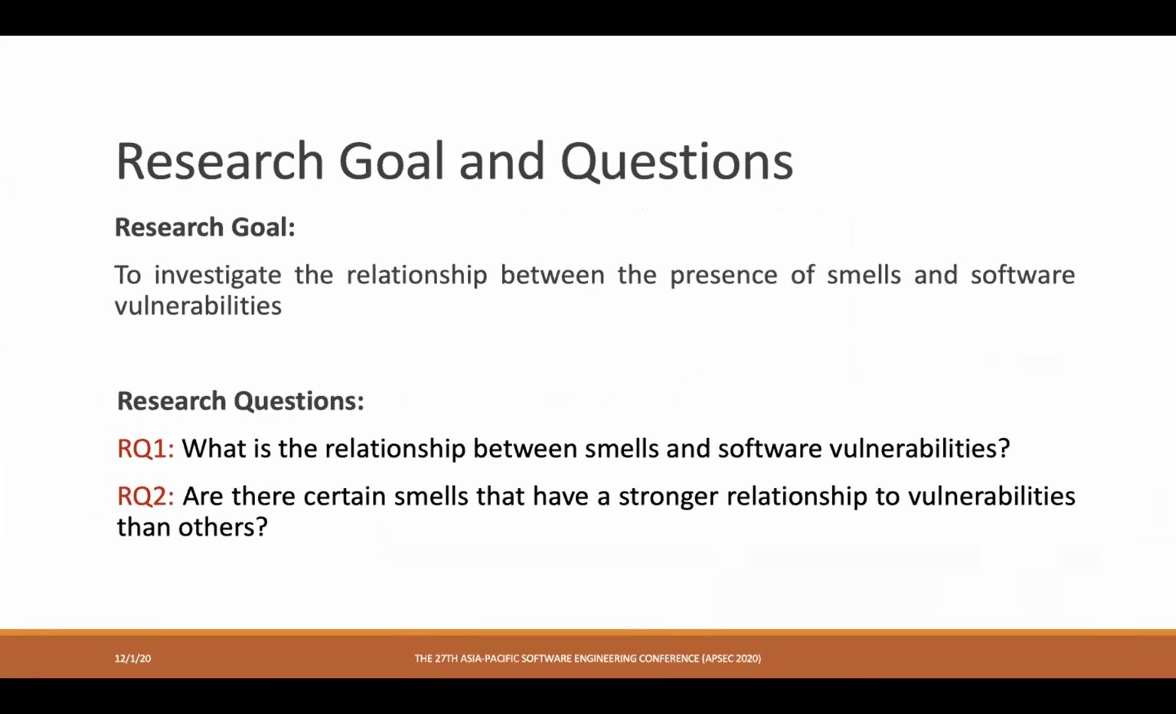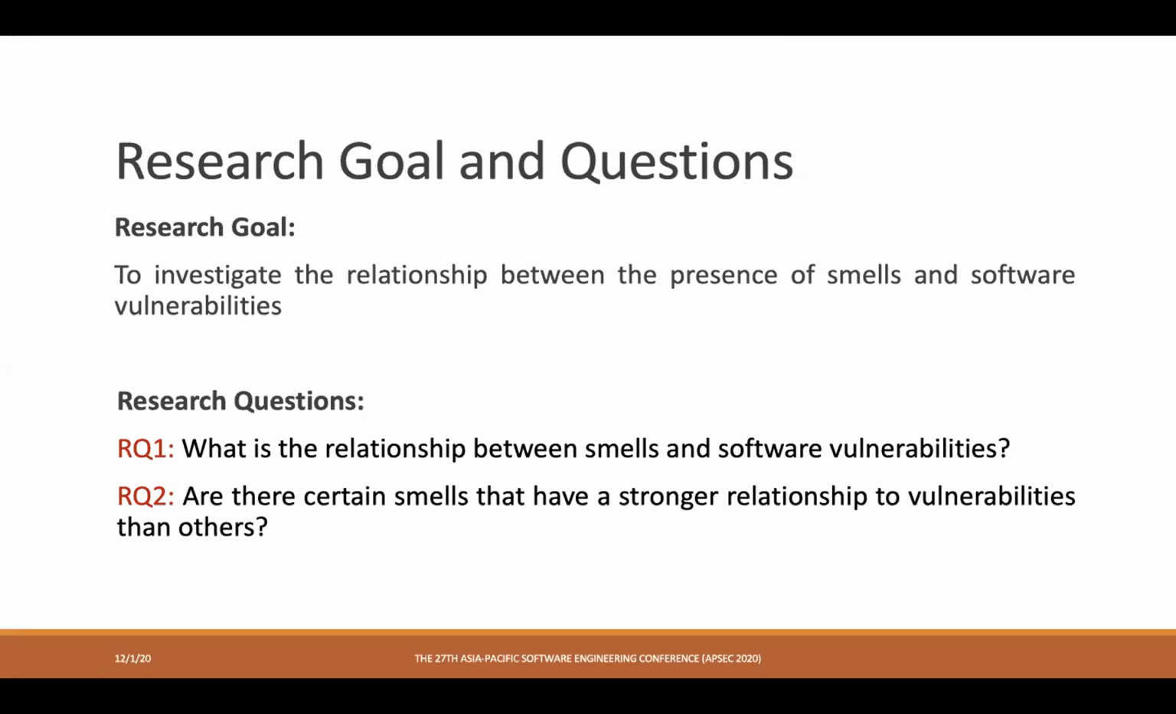The research goal of our work was basically to investigate the relationship between the presence of these types of code smells and software vulnerabilities. To reach that goal, we have formulated two research questions. In the first research question, we asked, what is the relationship between smells and software vulnerabilities? In this research question, we basically focused on finding the general relationship between the code smells and software vulnerabilities. Here, we did not differentiate the types of code smells or the types of vulnerabilities.